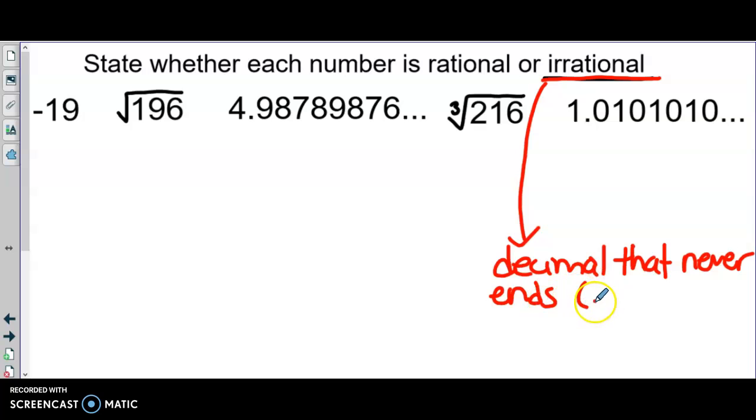That never ends. And usually this is represented as a dot, dot, dot. Or if you type it in your calculator, it'll just have a ton of numbers. And so then you'll know that it never ends. And the other thing is it has to be a decimal that never repeats.